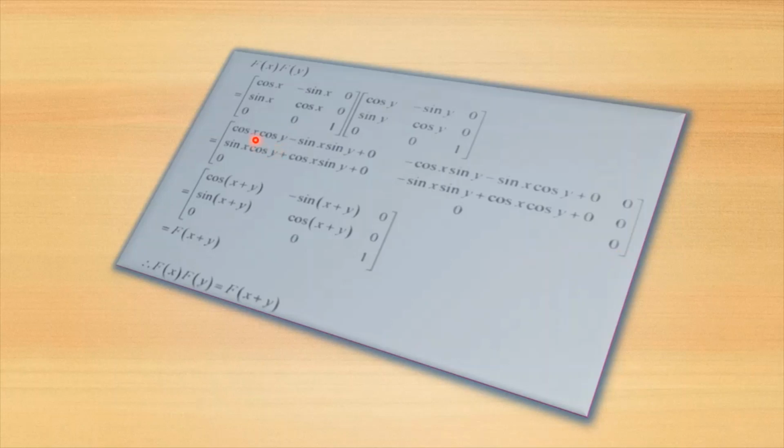You can write this as cos of x plus y, because cos of x plus y is equal to cos x into cos y minus sin x into sin y. And similarly, take minus sin as common outside, and what is left is sin x into cos y plus cos x into sin y, which is nothing but sin of x plus y, and so on: sin of x plus y, cos of x plus y, 0, 0, 0, 1. Just compare with f of x plus y. Both are the same. I mean the left hand side, f of x into f of y, is equal to the right hand side, f of x plus y. So we will get 2 marks.